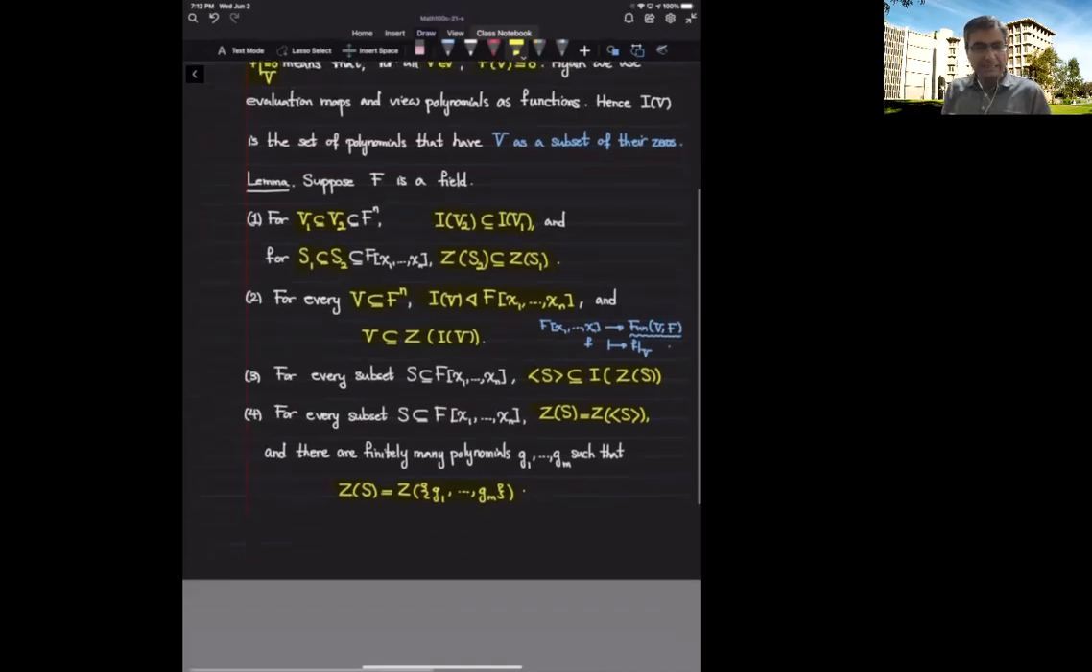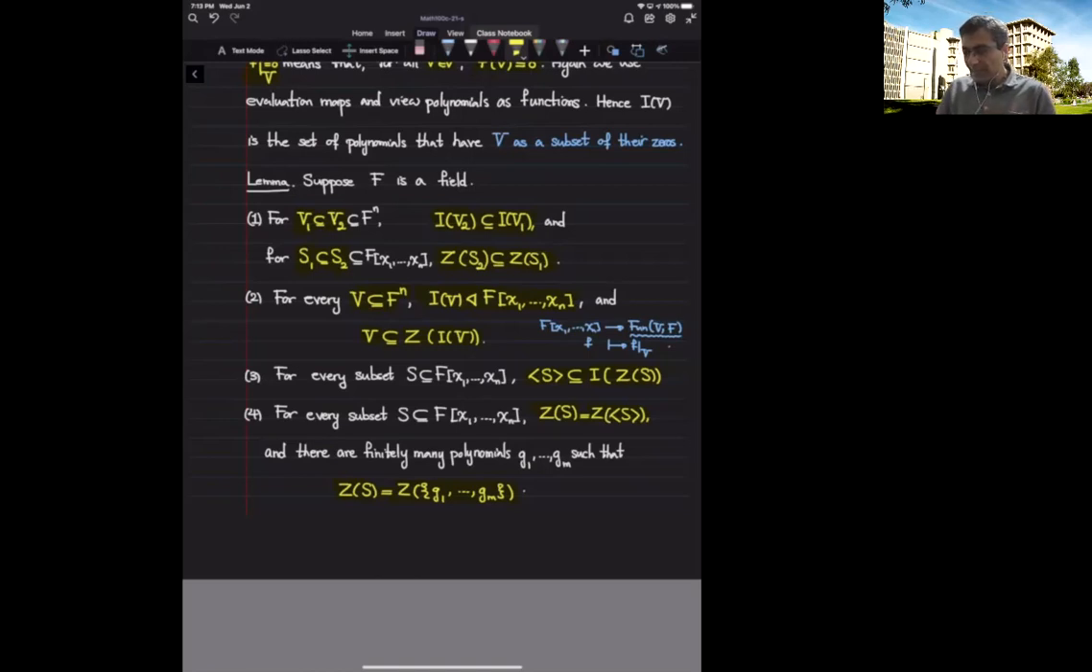Now let's try to understand more structure. From the set theoretic understanding of these functions, we want to go and try to understand the ring theoretic properties of I. So what is I of V? What can I say about this set? The first thing is that I of V is indeed an ideal of the ring of polynomials. One way of seeing this is that I of V is essentially about those polynomials whose restrictions to V give us the 0 function.